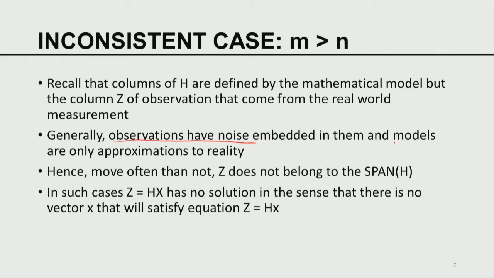And so there are two things. Observations always have noise, and models are always only approximations of reality. So these are two fundamental facts. Hence, more often than not, z does not belong to the span of H. If z does not belong to the span of H, then there is no solution, in the sense that there is no vector x that will satisfy the equation z equals H of x. Therefore, in principle, when m is greater than n, the equations are inconsistent. Inconsistent means there is no solution that can make the left-hand side equal to the right-hand side.